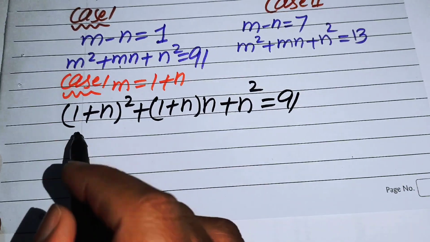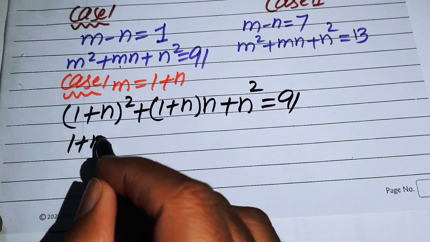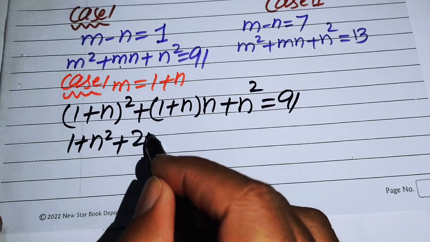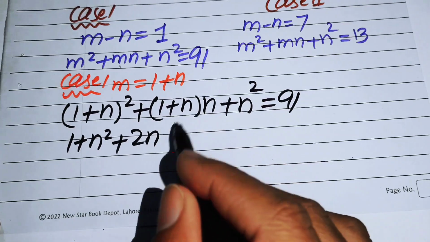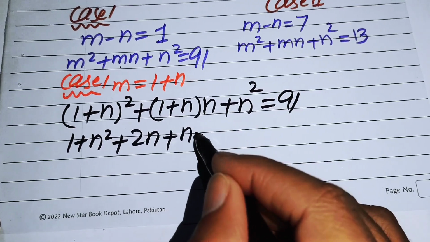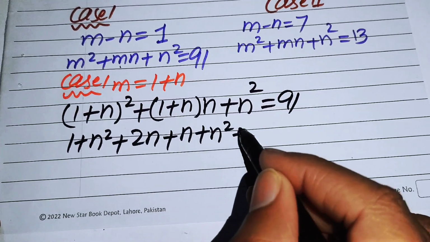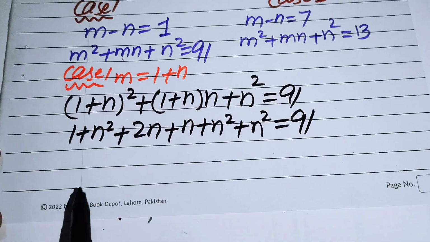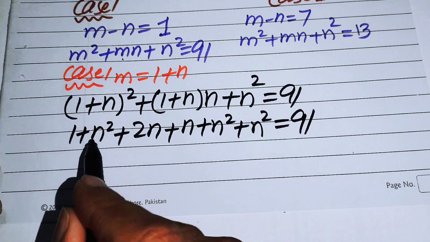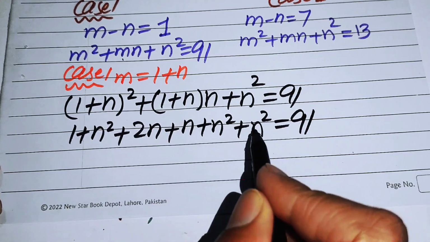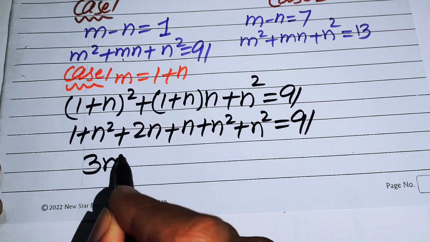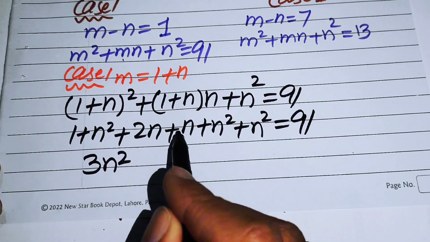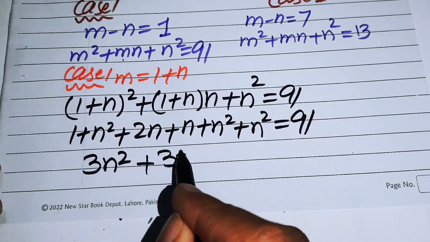Now we can open the square of this term and you get 1 squared plus n squared plus 2 times n, and we multiply this n on both of the terms and you get n plus n squared, and here you have n squared equals 91. Now we can add the like terms: n squared plus n squared plus n squared equals 3 times n squared, and 2n plus n equals 3 times n.